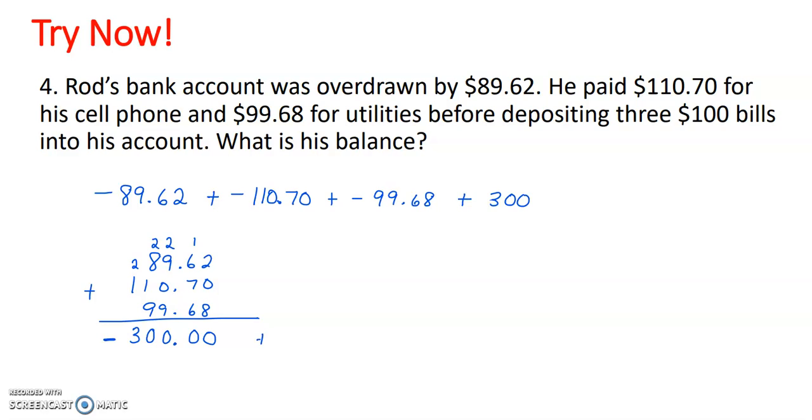And then remember, we're adding the $300 positive. So this gives us a 0 result. So Rod's bank account balance is $0.